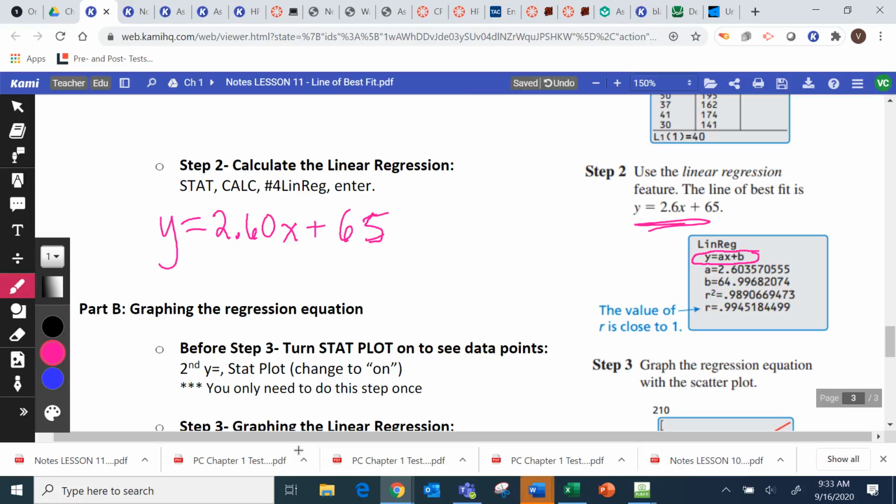So we found the equation of the line, and then we also find our R value. This is our correlation coefficient. And you can see the R value is 0.99. That's really close to +1.